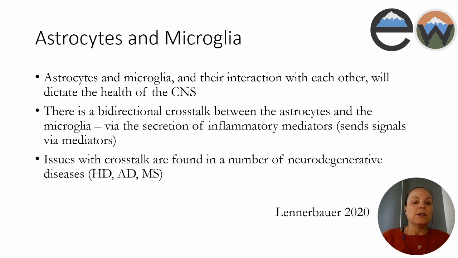The astrocytes and microglia and their interactions with each other, how they communicate, the signals that they send back and forth, is going to dictate the health of the central nervous system, the brain and spinal cord, and how it communicates with the rest of the body, for sure. There's bidirectional crosstalk between the astrocytes and the microglia, so they talk to each other. It's not that it only sends signals one way, because they secrete these inflammatory mediators. They send the signals by releasing these mediators.